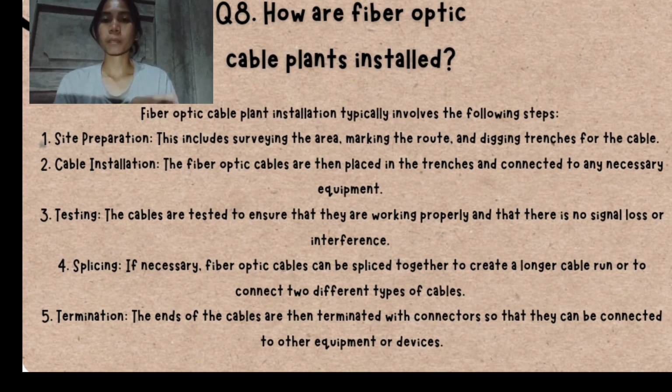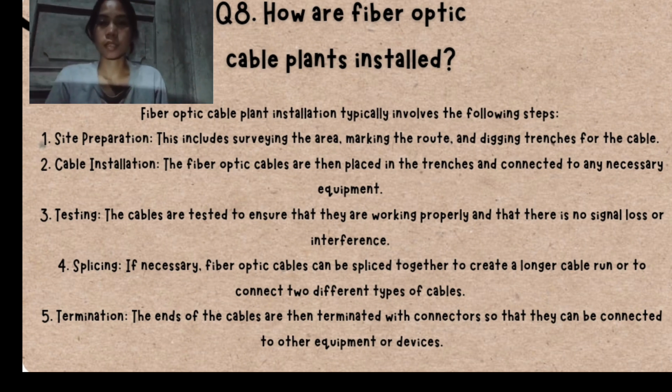How are fiber optic cable plants installed? So fiber optic cable plant installation typically involves the following steps. The first one is site preparation. This includes surveying the area, marking the route, and digging the trenches for the cable. The second is cable installation. The fiber optic cables are then placed in the trenches and connected to any necessary equipment.